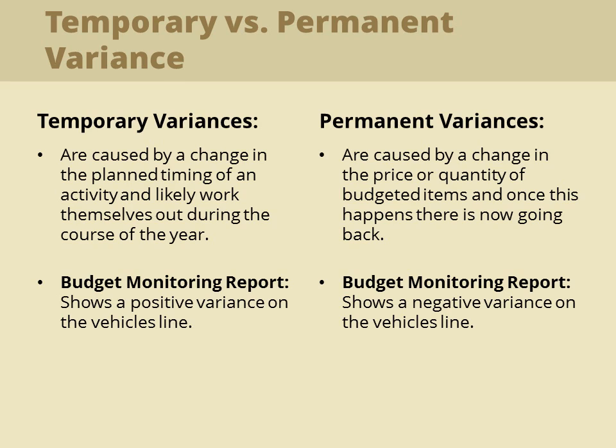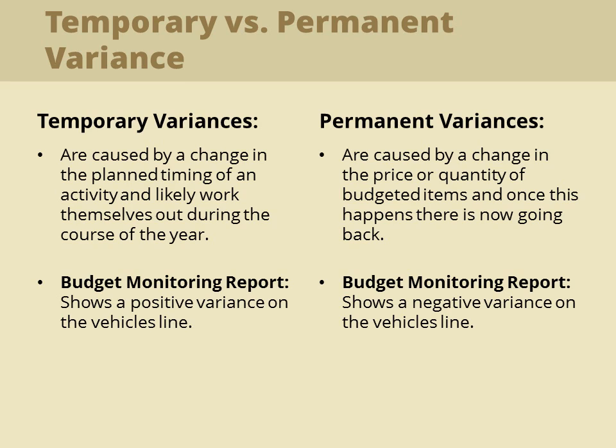For example, a project plans to purchase a vehicle in month 1, but it is held up at the port by customs. The budget monitoring report will therefore show a positive variance on the vehicles line because the budget has not been used yet. By month 2, the vehicle arrives and is purchased, just a bit later than planned. The budget monitoring report will no longer show a 0 spend on vehicles, and the previous variance will be gone as it was a temporary variance due to a timing issue.